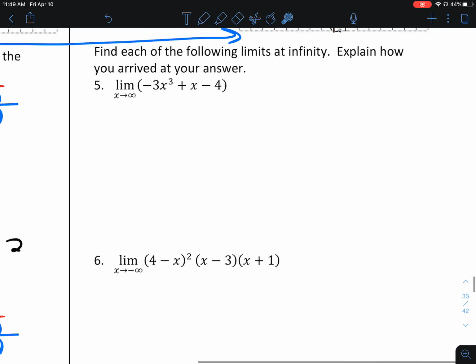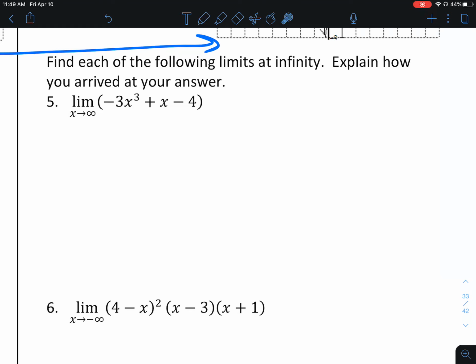All right, number 5. Find each of the following limits at infinity. Explain how you arrived at your answer. Well, we're going to look at this from a big picture standpoint. This goes back to pre-calculus and our knowledge of parent graphs. In order to describe the end behavior, and keep in mind, if it says x is approaching infinity, it's talking about end behavior, we have to know if this function is going up or down as you're going left or right. And to determine that, we have to know two things.